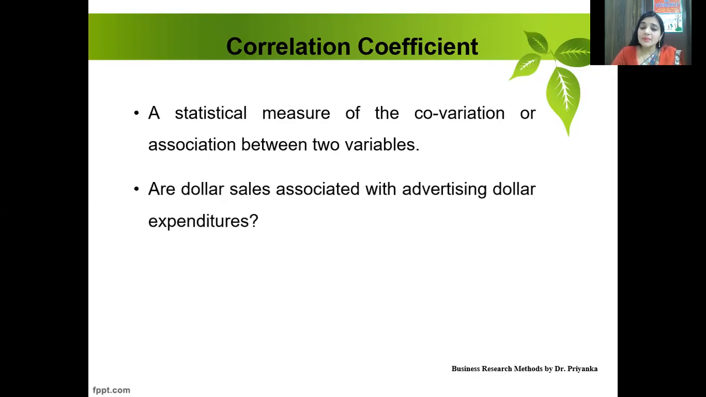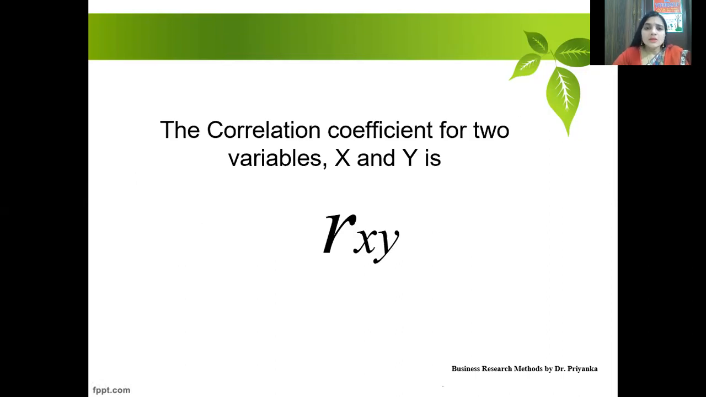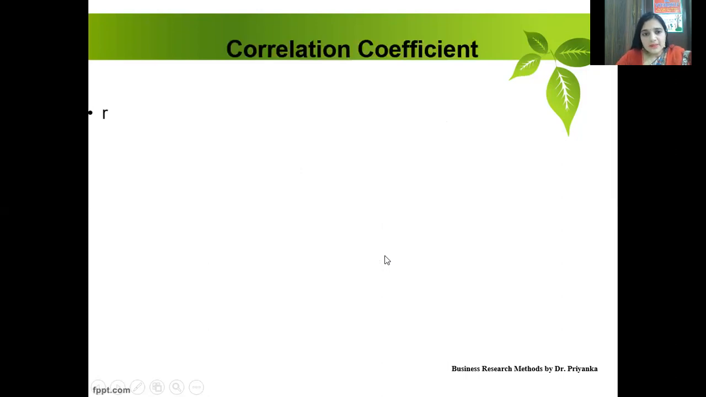For example, are dollar sales associated with advertising dollar expenditures or not? So, is it like sales are associated with advertising expenditure basically? Yes, most of the times they are. The correlation coefficient for two variables x and y is generally calculated as r, and in the subscript it's xy. Let us see how it is to be calculated.